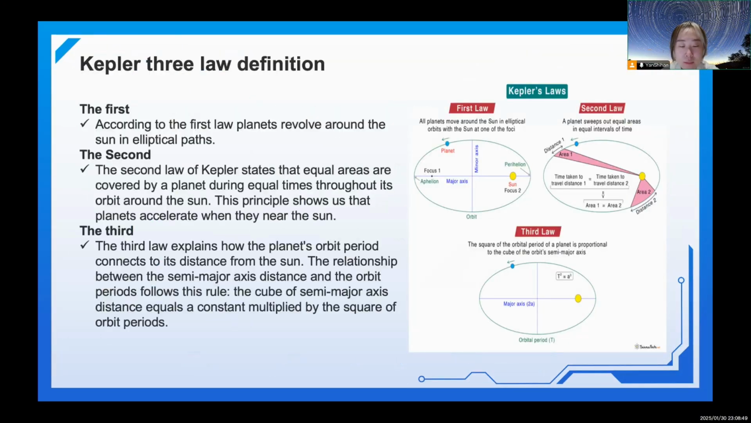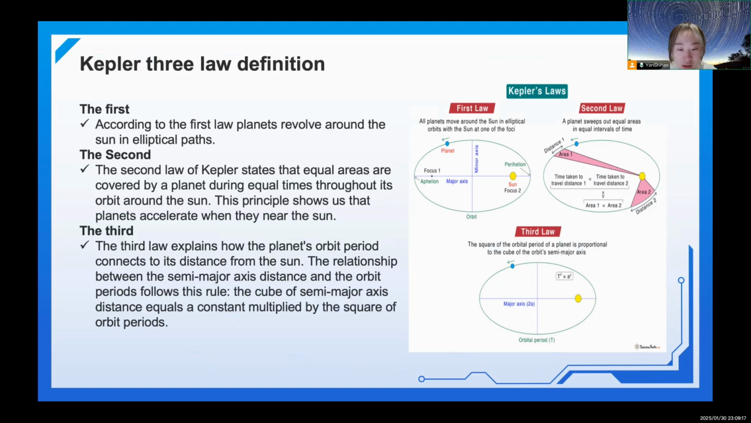I want to start by sharing my interpretation of Kepler's laws. According to the first law, planets revolve around the Sun in elliptical paths. The second law of Kepler states that equal areas are covered by a planet during equal times throughout its orbit around the Sun. This principle shows us that planets accelerate when they near the Sun.